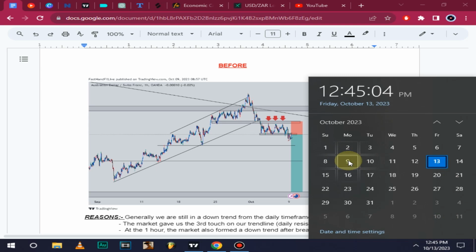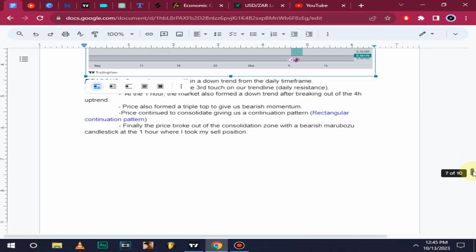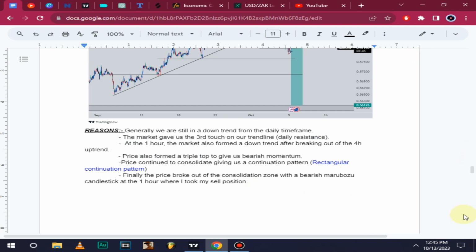That was around Monday, right? Then I did close my position today, Friday, as you can see. So I'm just trying to see how it will play out. For now, I'm still holding my position, and you can see the reason why I did take the trade. Generally we are still in a downtrend. From the daily time frame, the market gave us the third touch on our trend, which was the daily resistance.